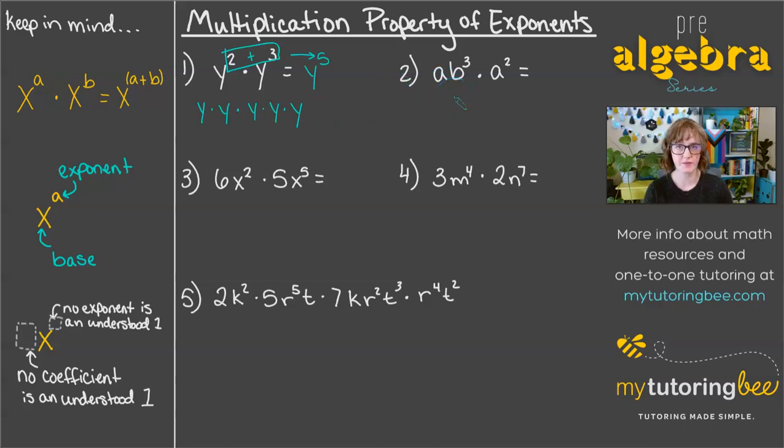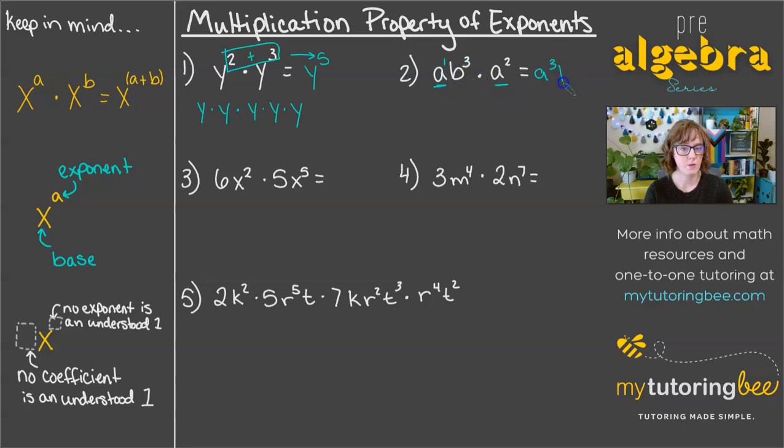We've got a couple of different variables in here. So when we are multiplying different variables, we can only put like bases together. So that means a times a squared is going to give us a to the third power. Keep in mind that any variable or number with no exponent is an understood exponent of 1. So whenever you have a base and you don't see an exponent at all, it's just an understood 1. So all we're doing is adding together 1 and 2 to get 3.